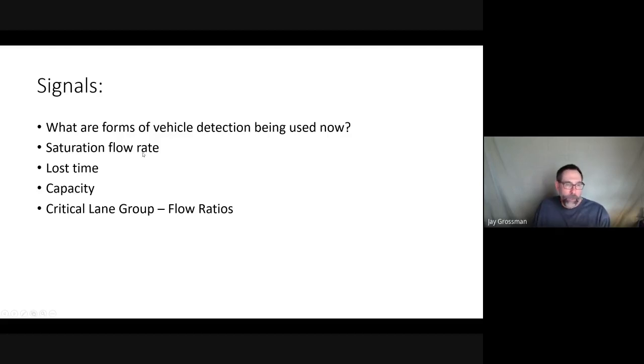At a signal, we don't usually get that rate, right? It's going to be more like 1,200 or maybe even 600, because if you're turning left or turning right, you're going to be moving slower. We don't get as many people through. All right, so there's a saturation flow rate.